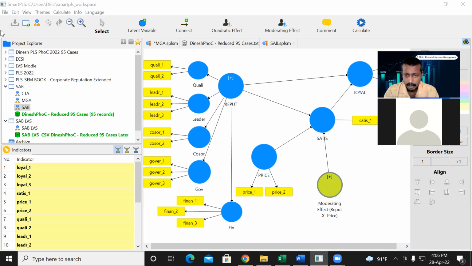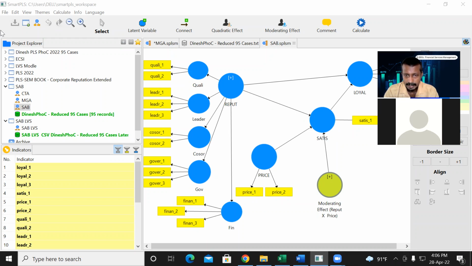Then last time I talked about how to create the moderating effect also. Moderating effects you can easily create. We call it the multiplicative effect. Last time we discussed how to assess the moderating effect and how to interpret that also. It can be positive moderation or negative moderation.